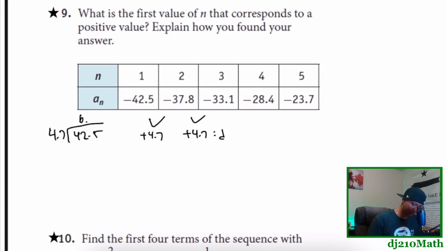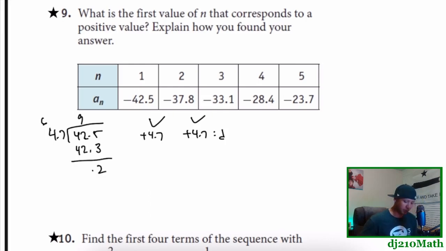So let's see, 6. 6 times 7 is 42. 6 times 4, 24, plus 4 is 28. Oh, it's got to be way more than that. So it's probably going to be like 9. 9 times 7 is 63. 9 times 4 is 36, plus 6 is 42. Let's go. So 0.2.